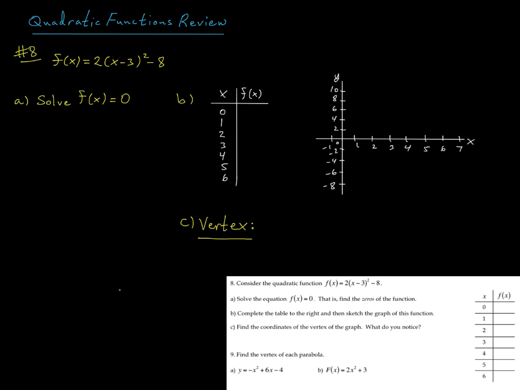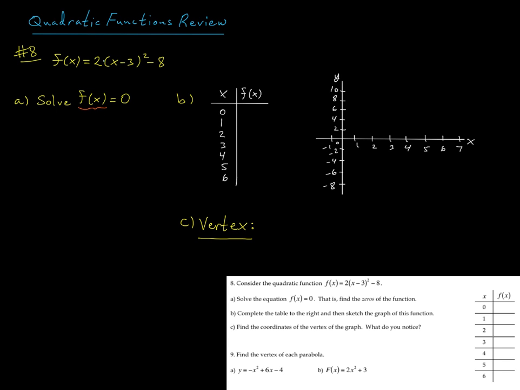All right, question 8 says, consider the quadratic function f of x is equal to 2 times the quantity x minus 3 squared minus 8. And part A says, solve the equation f of x is equal to 0. That is, find the zeros of the function.